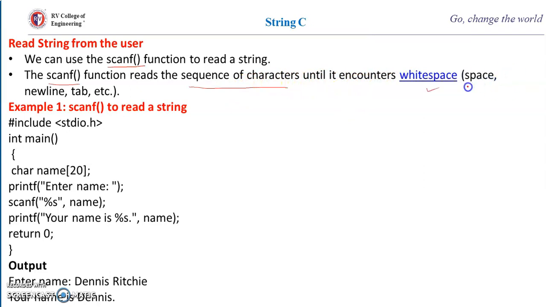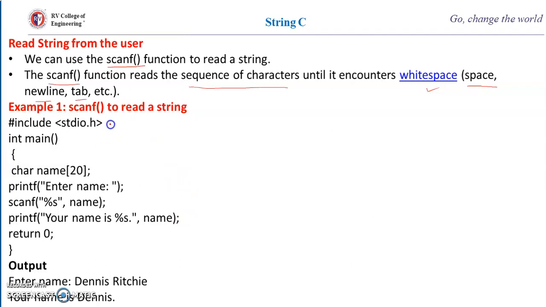So what is white space? Spaces, new line and tab, etc. So it will read the sequence of characters until it encounters any space, new line or tab. So let's take one example. Here this is the program, a simple program to show how to read a string.